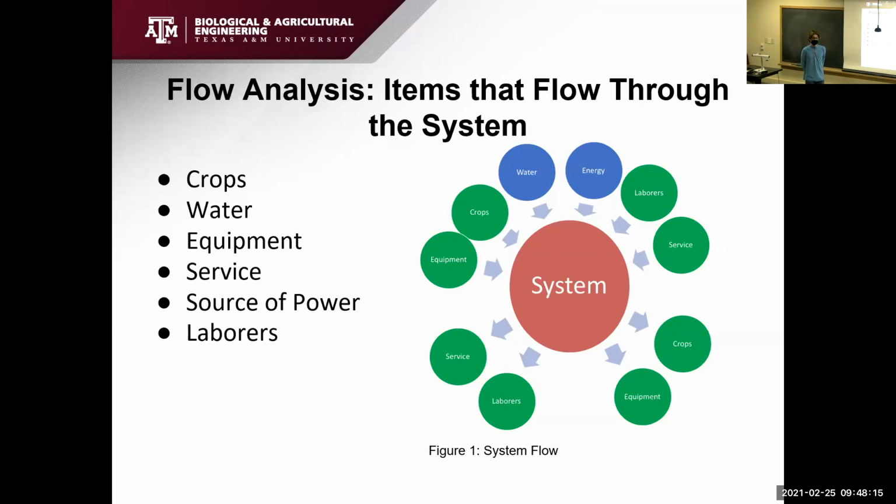Now, with cotton, the seeds would have to be obtained. They would have to be planted. They would have to be watered and fertilized, and then they would have to be harvested, collected, and sold for profit. This is how a cotton seed or a cotton crop would flow through the system.